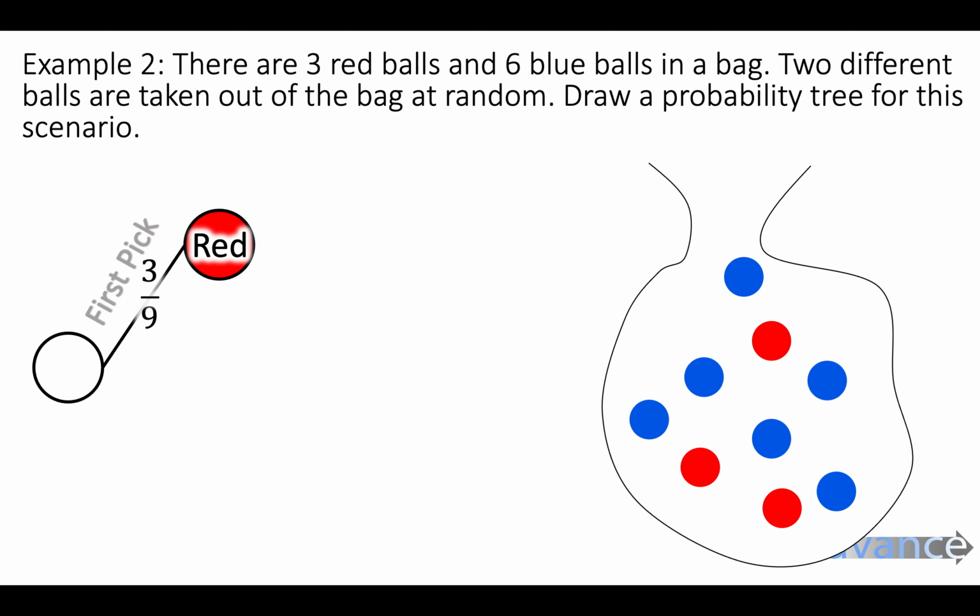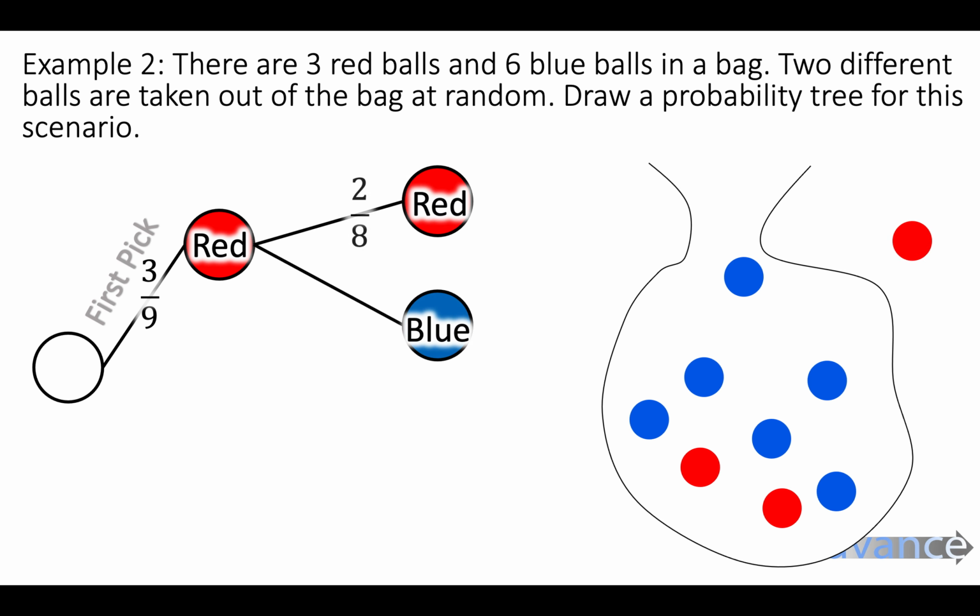The probability of getting a red the first time is 3 out of 9. Now you take this ball out of the bag and you change the number of balls in the bag. There's only 2 red balls now, and there are 8 balls in total. So the probability of getting a red now would be 2 out of 8. The probability of getting a blue, there are 6 blue out of 8, 6/8.